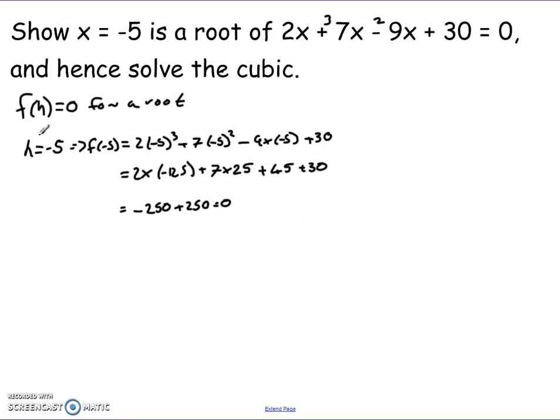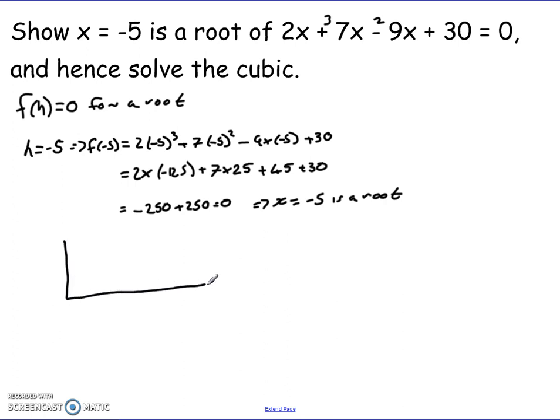So from this, I'm able to say, fine, x equals negative 5 is a root. So it's definitely a root of the polynomial. So now it's a case of solving it. And at this point, this is where we use the synthetic division.